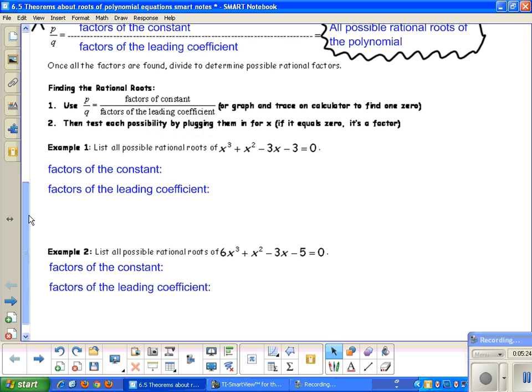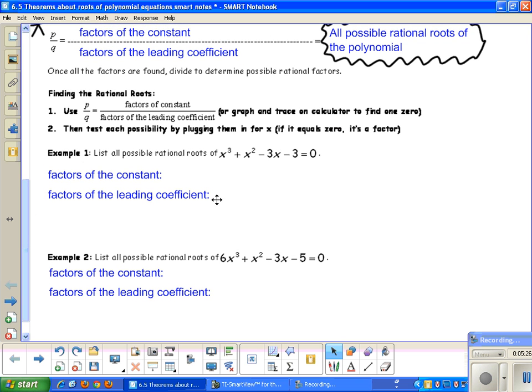For the first one, it says we want to list all the possible rational roots. It didn't say to find all the possible rational or all the actual roots. We're just listing the possible rational roots. So those are the key words right there. If I want to list the possible rational roots, first I have to find the factors of the constant and the factors of the leading coefficient. In this case, my constant is -3, but I don't really need to write -3 because we're going to take care of that with our plus or minus. If you want, for right now, you can write -3. And my leading coefficient in this case is 1.